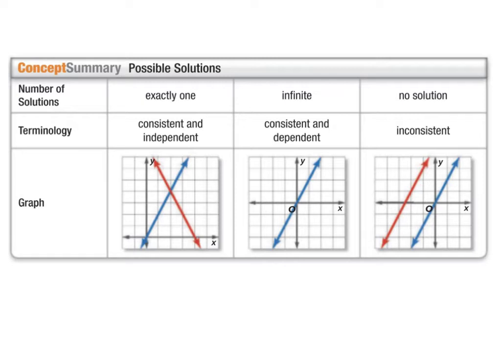If you have two lines that end up being the same line, then the number of solutions is infinite, and this is considered consistent and dependent. Then when you have two lines that are parallel, meaning they never intersect, there is no solution, and this is called inconsistent. So now that we recall this, we can go on and try an example.